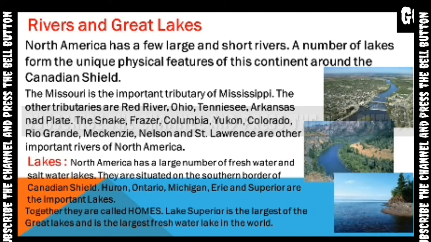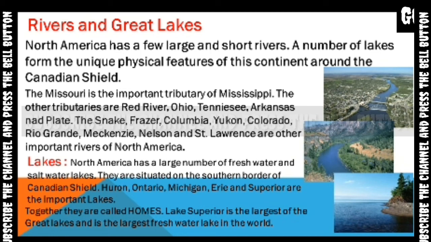Rivers and Great Lakes. North America has a few large and short rivers and a number of lakes, which are unique physical features of this continent around the Canadian Shield. First of all, mainly the rivers. The Mississippi and its tributaries form a great river system of North America. These together drain two-thirds of the area of the continent and finally flow into the Gulf of Mexico.